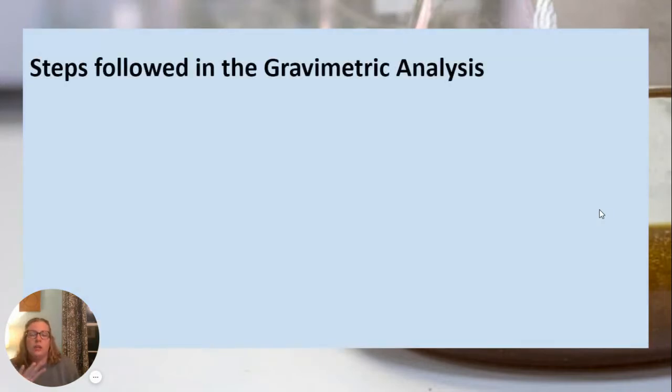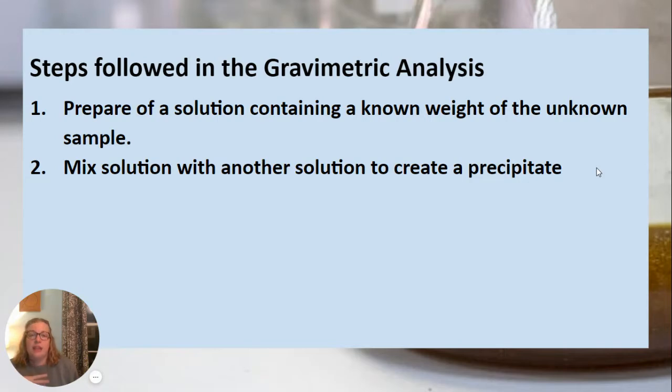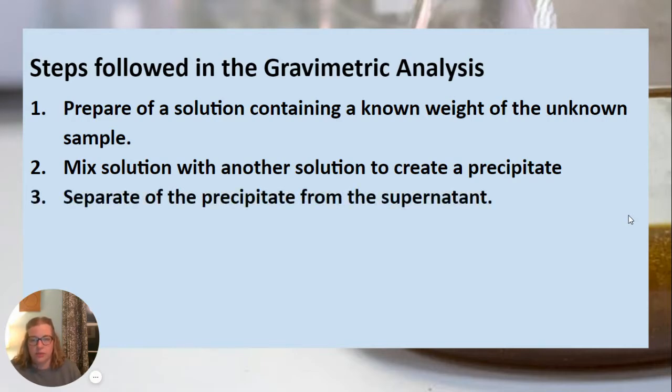So here are the steps that you follow in a gravimetric analysis. You need to take your unknown sample. A lot of times it's an unknown solid, and then you dissolve it into a solution that you know the volume of, okay? Then you take the solution and you mix it with something that you suspect the ion will get trapped in a precipitate. So one of those ions will get stuck together and then you can figure out what is in there. So you've got to use your knowledge and make that precipitate.